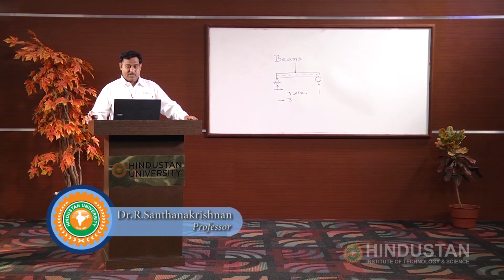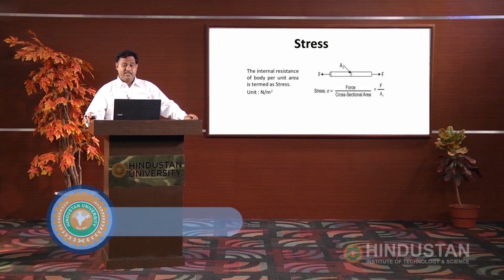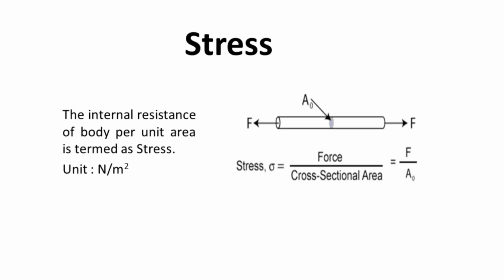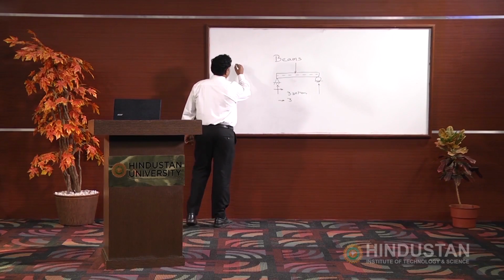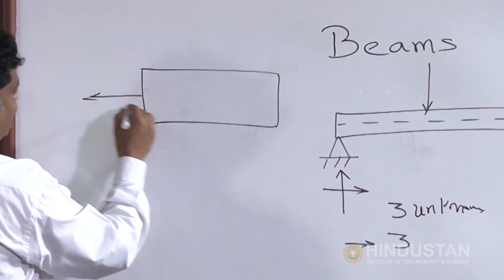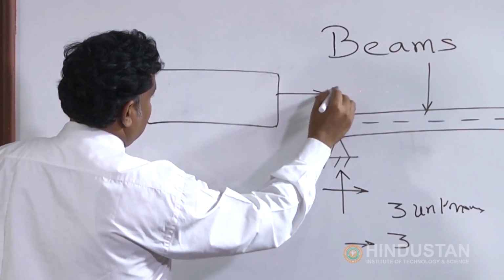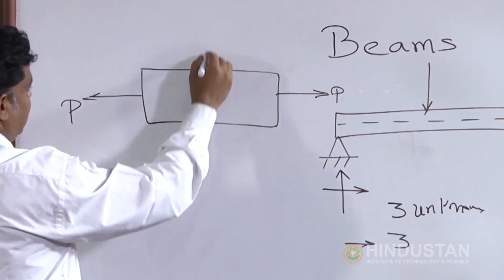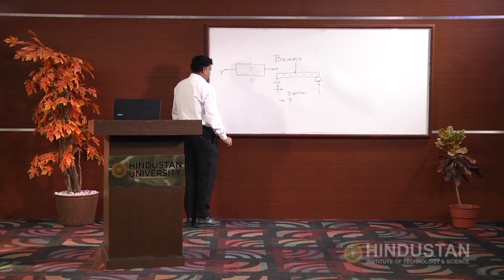Then we are going to see what are the bending and shearing stresses in beams. Before that, we will see what is stress. The intensity of internal resistance of a body per unit area is termed as stress. Normally, you take any structural member subjected to an axial load. Let us take a cross section here. We will draw the free body diagram.